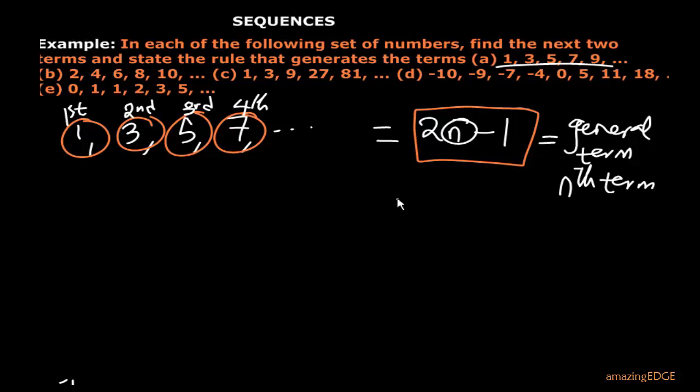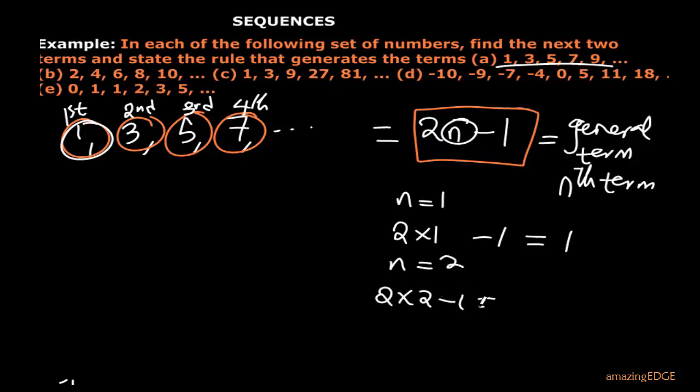If n is equal to 1, what do I have? 2 times 1 minus 1. So 2 times 1 is 2, and 2 minus 1 is 1. So that corresponds to the first term. When n is equal to 2, I have 2 times 2 minus 1. This will give me 4 minus 1, which is equal to 3. This corresponds to this term.